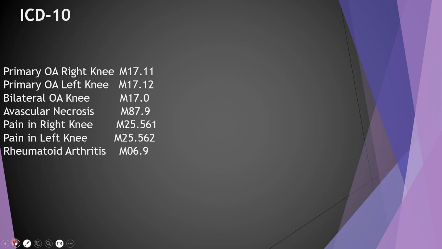So coming to next. Before doing the OP report examples and procedures, we have to see the ICD. The M17 series will be the primary osteoarthritis, OA, that is osteoarthritis, right knee, left knee, bilateral osteoarthritis. AVN, that is avascular necrosis, is M87.9. Pain in the left knee and the right knee is the M25 series, and rheumatoid arthritis is M06.9.